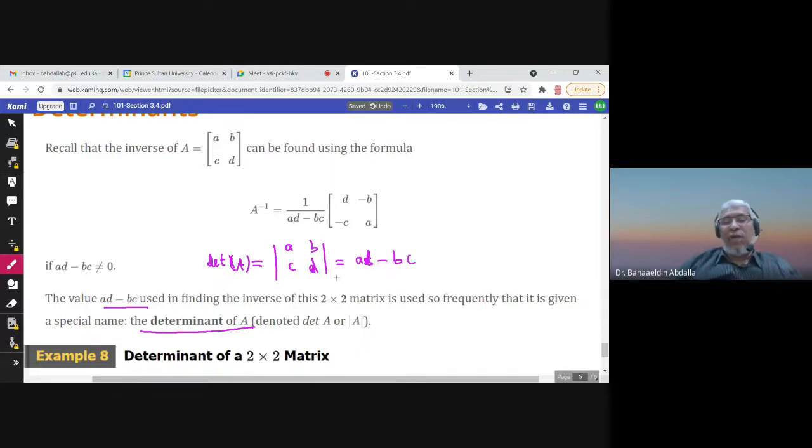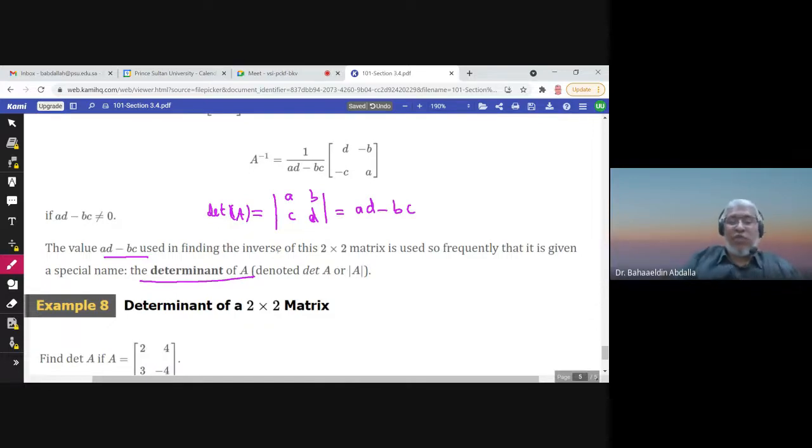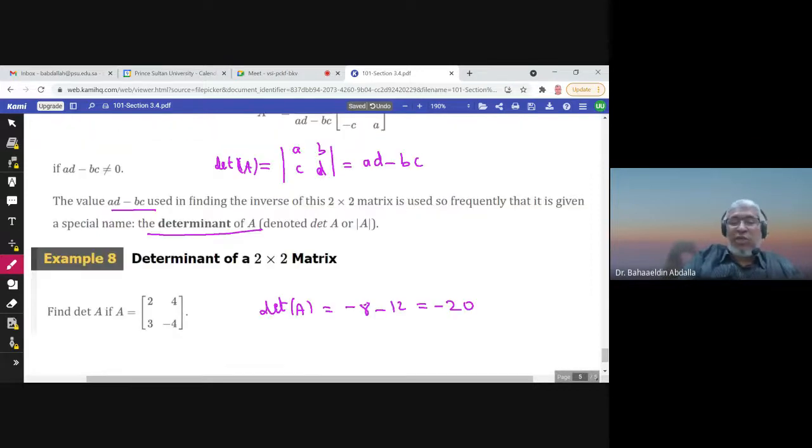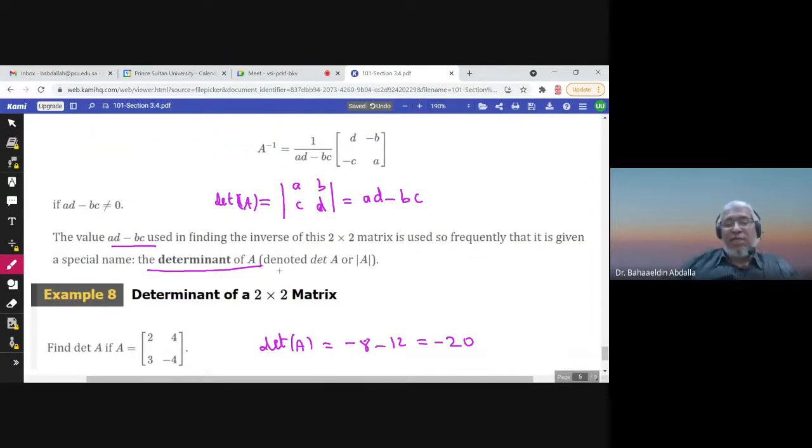So the determinant of a matrix is just a number associated to the matrix. Any matrix has a determinant. Just multiply AD minus BC, for 2 by 2 matrices. So here, for example, find the determinant of A. Determinant of A would be equal to 2 times negative 4, which is negative 8, minus 3 times 4, that's 12. So negative 20 is the determinant of this matrix. Notice that if the determinant of the matrix is 0, this means that AD minus BC is 0, and this means that the inverse does not exist.